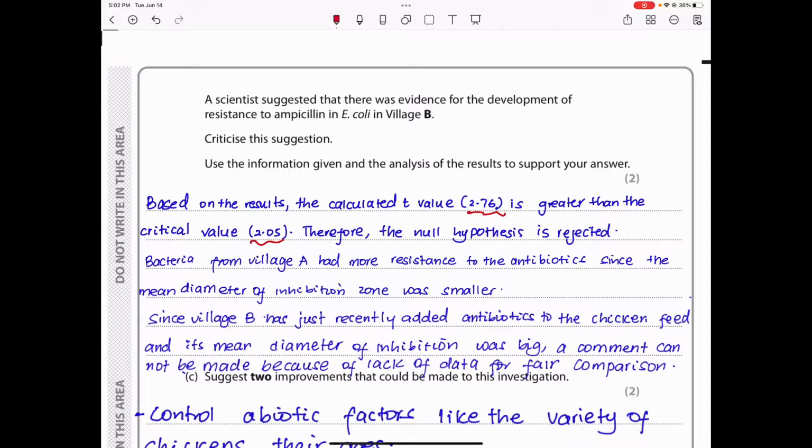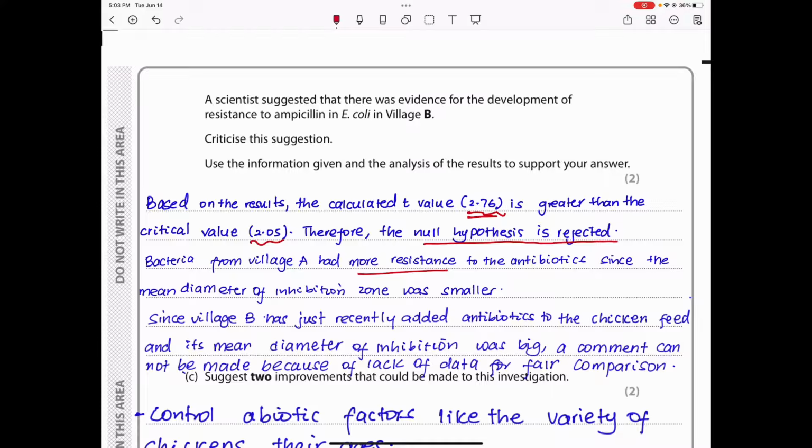Based on these results, the calculated value is greater than the critical value, so the null hypothesis should be rejected. The null hypothesis, remember, said that there is no significant difference between the diameter of the zone of inhibition between the two villages, so it should be rejected, meaning there is a significant difference. So bacteria from village A had more resistance to antibiotics since their mean diameter of the zone of inhibition was smaller than those in village B.